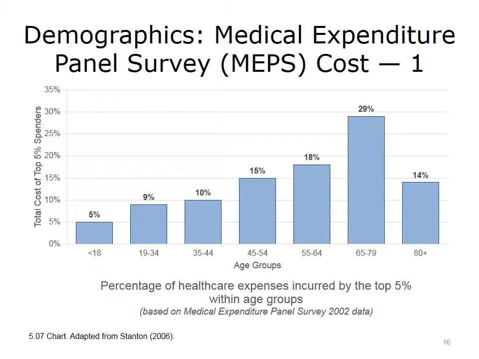This bar chart shows the percentage of healthcare expenses incurred by the top 5% spenders within each age group. As shown, the highest 5% utilizers are in the 65 to 79-year-old group, with almost a third of the overall total cost. The lowest 5% utilizers are in the less than 18 years old group, which totals only 5% of the overall total cost. The Medical Expenditure Panel Survey, MEPS, of 2002 is used to generate this diagram.